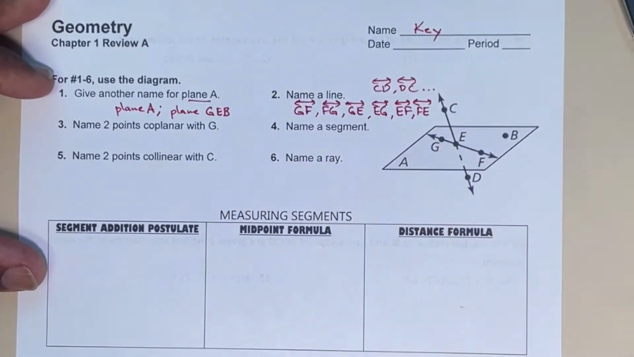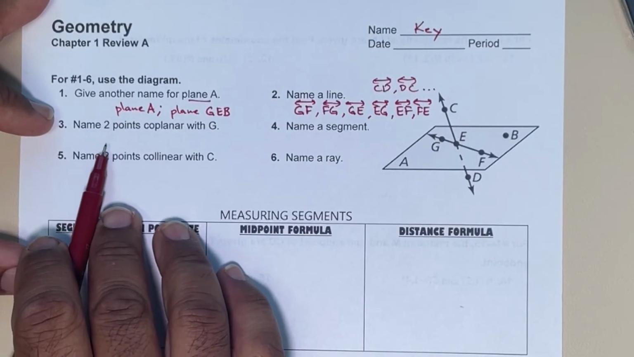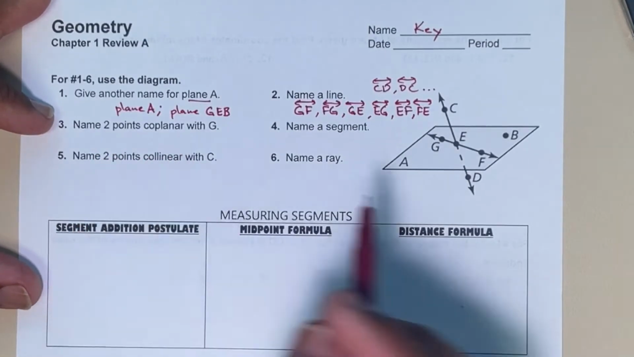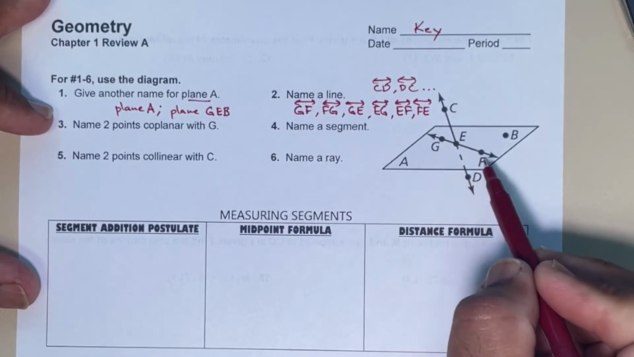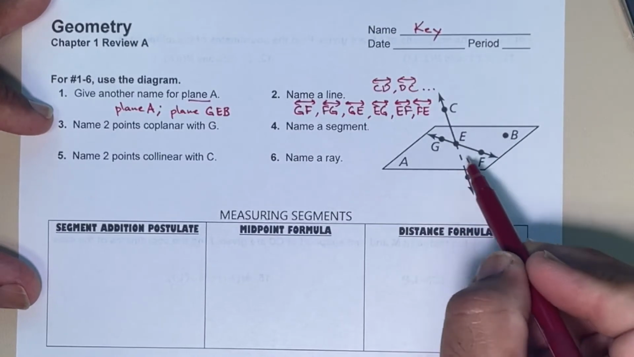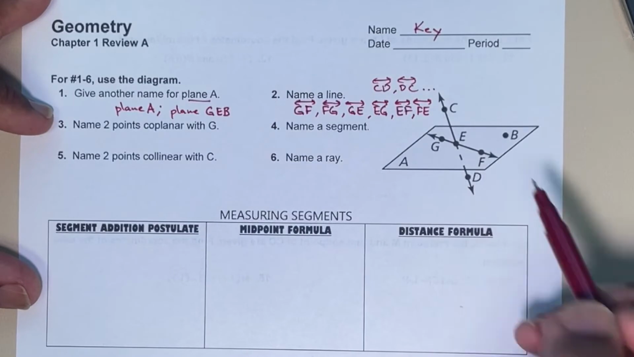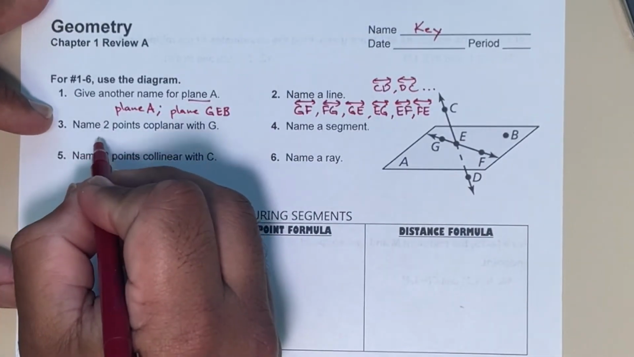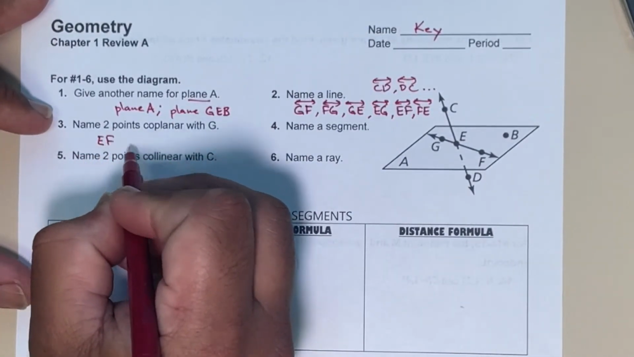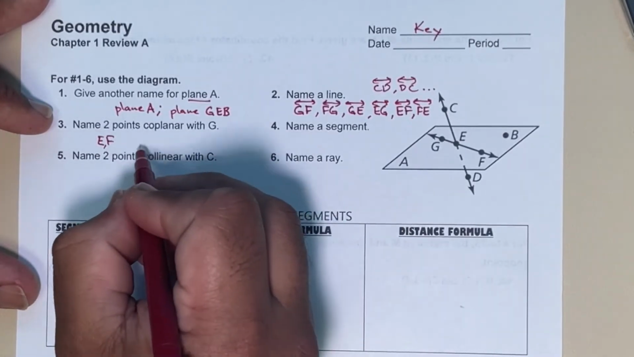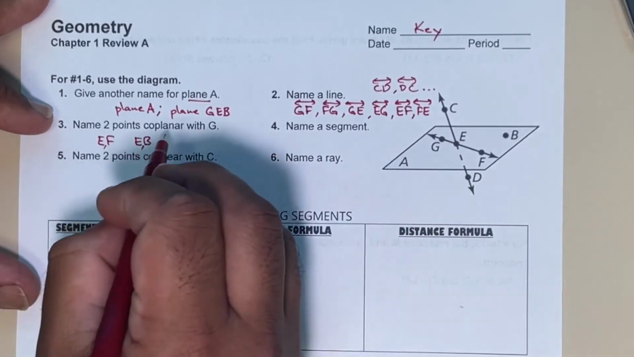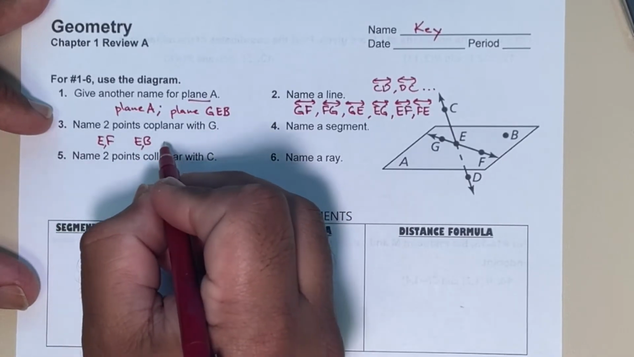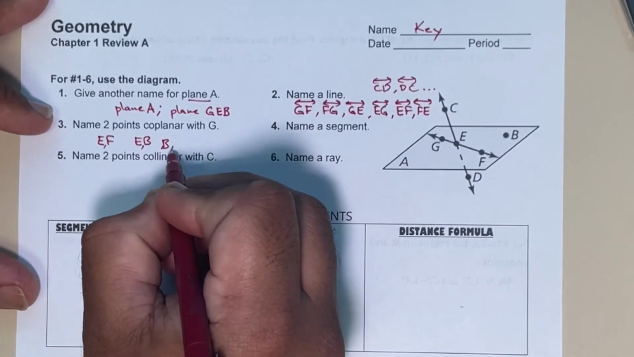So there's a couple more. Name 2 points that are coplanar with G. So what are the points that are on here with G? I can use EF, EB, BF. I'm not naming the plane, so I can use any of those 3. So I'm going to say EF. Or I can use EB. Or I can use, what am I missing there? BF.